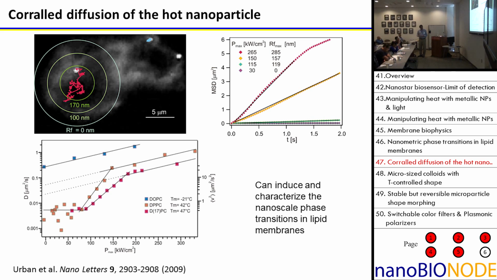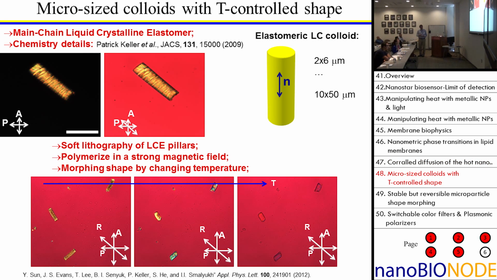So you can see dramatic change of diffusion as you would heat and induce this kind of transition. Again, this is a way of inducing phase transitions locally in different kinds of biological membranes.